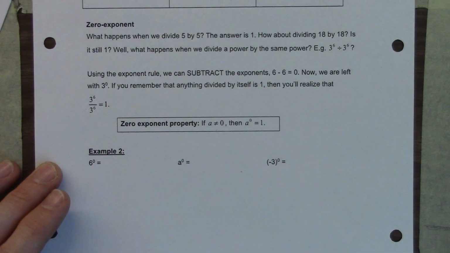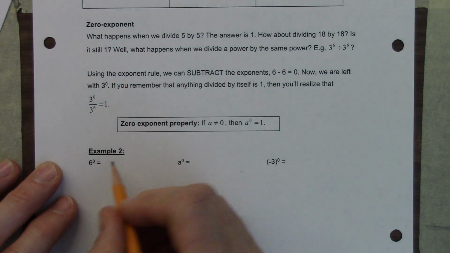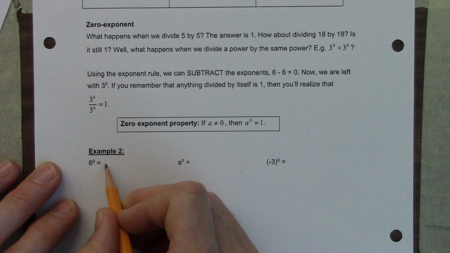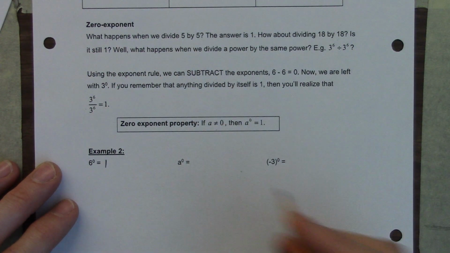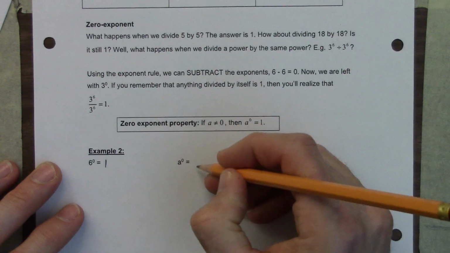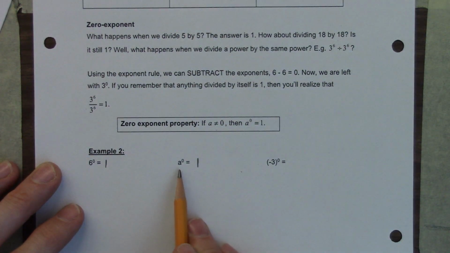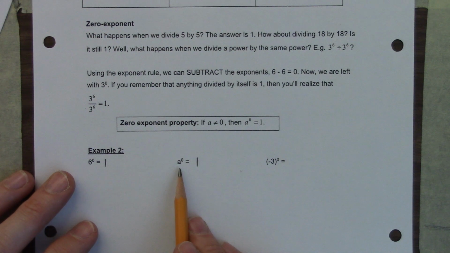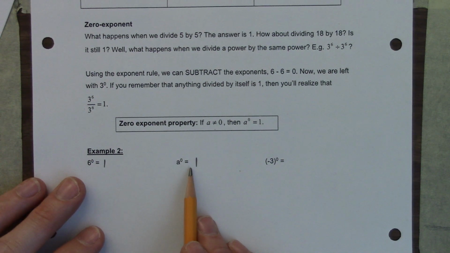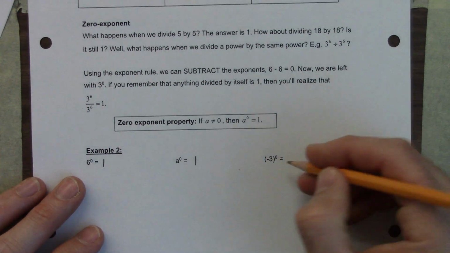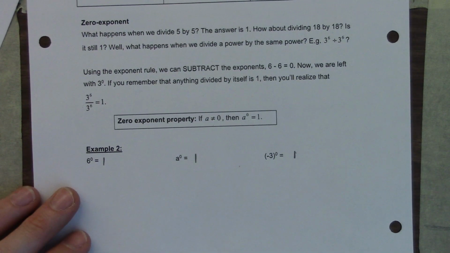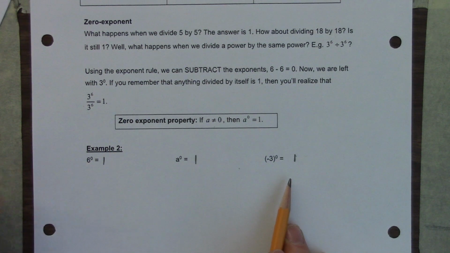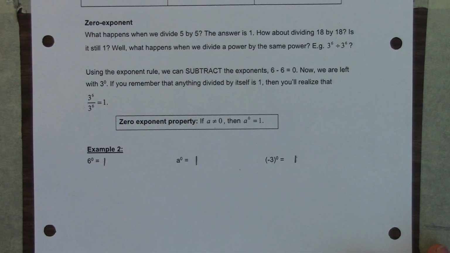Right? So 6 to the exponent of 0, Teodi, is going to be? Sorry? 1, yeah. Jafet, a to the exponent of 0. Yeah, 1. Even though I don't know what a is, I don't care, because I know it's a divided by a. I know it's going to be 1. Okay, and then negative 3 to the exponent of 0 is just negative 3 over negative 3, so that is 1 as well. All right, moving right along.